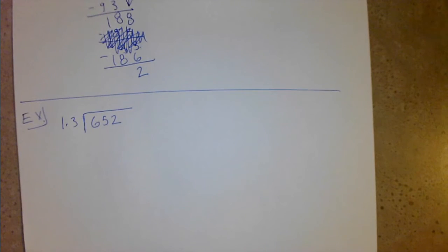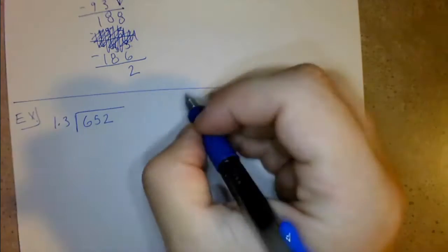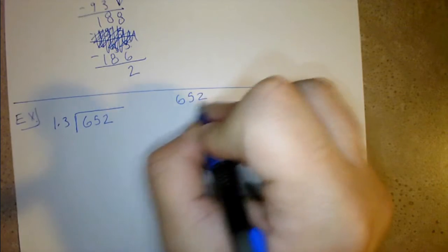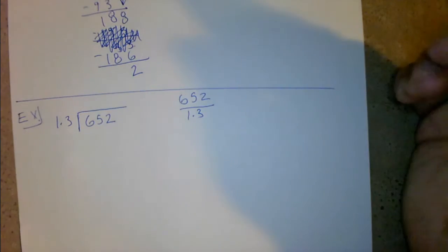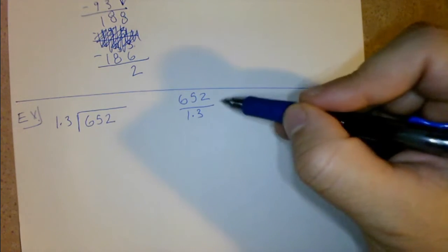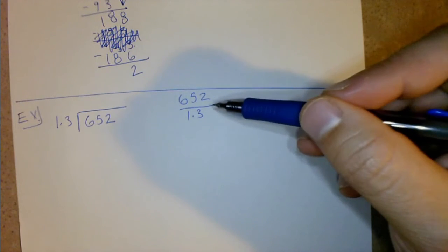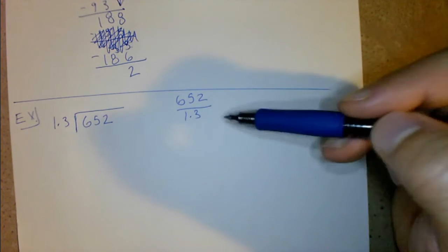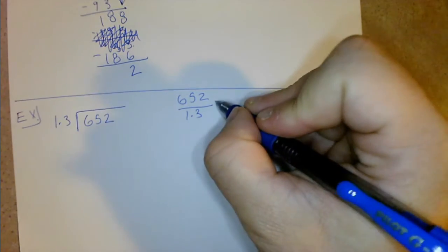Now here's a problem where the divisor is a decimal. What do we do with that? Well, this is 652 over 1.3. Now remember, in math, when you multiply by 1, you don't change anything, right? If I were to take this and just multiply it by 1, I get the same thing, 652 over 1.3. So multiplying by 1 isn't that big of a deal. It doesn't change anything.